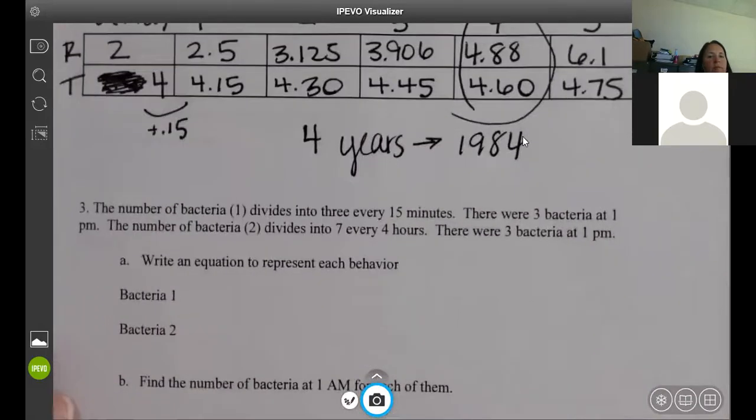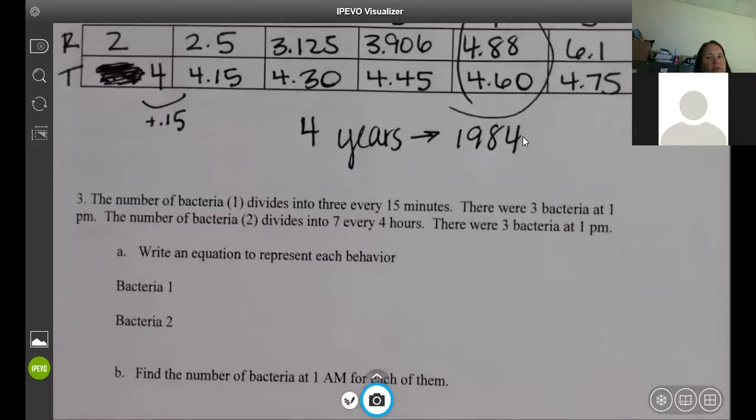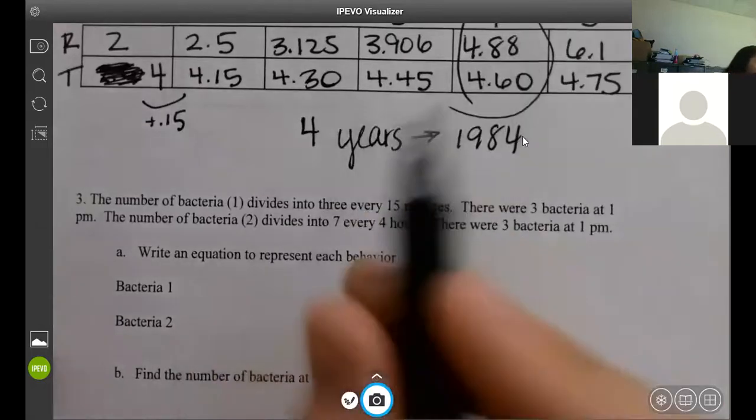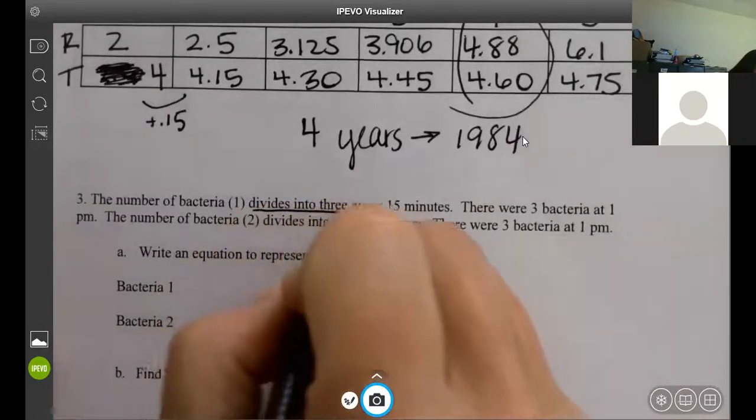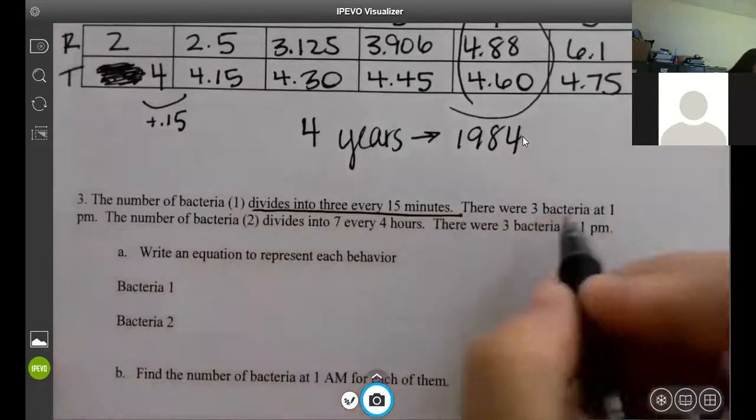Okay. The number of bacteria 1 divides into 3 every 15 minutes. There were 3 bacteria at 1 p.m. The number of bacteria 2 divides into 7 every 4 hours. There were 3 bacteria at 1 p.m. All right, so bacteria 1 divides into 3 every 15 minutes.